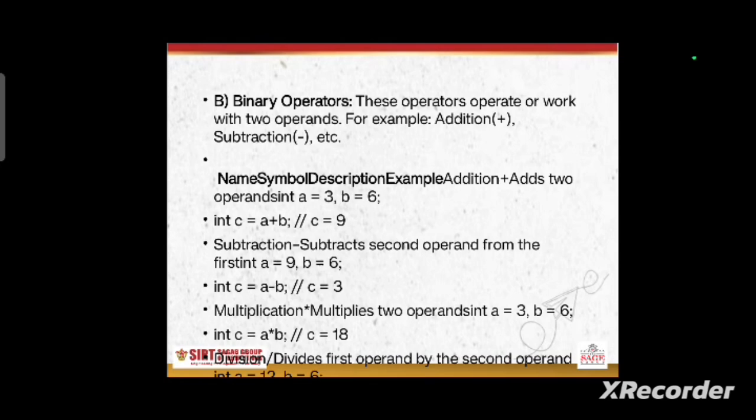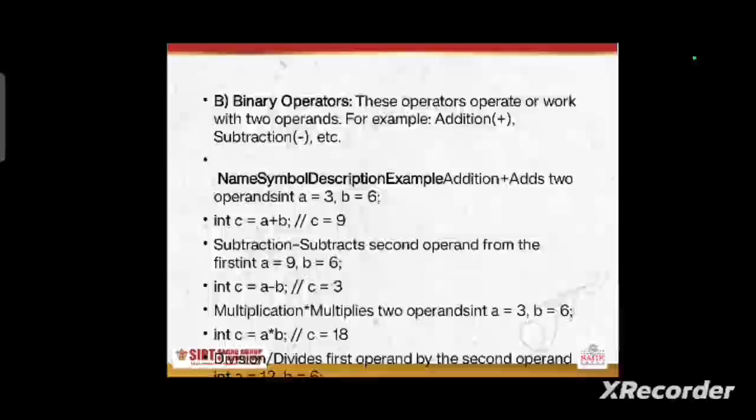Now, if I'm talking about the binary operators, these operators operate or work with two operands. For example, addition plus and subtraction. If you want to add two numbers, if a equals 3 and b equals 6, then I will get the value 9 after applying the assignment operator in binary operators. Now for subtraction, we can use two numbers, so if I say a equals 9 and b equals 6, then after applying the subtraction operator we will get c equals 3.